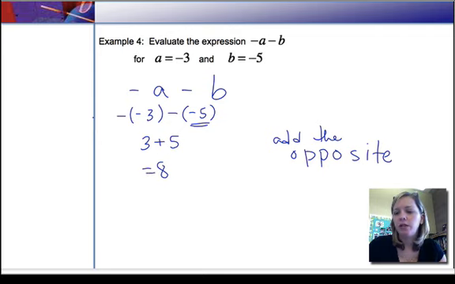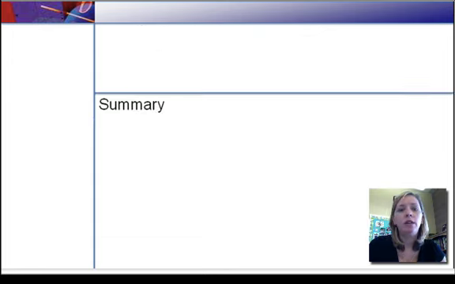Alright, so the next thing that we're going to do here is think about what are some questions that we need to put on the left, and then complete our summary.